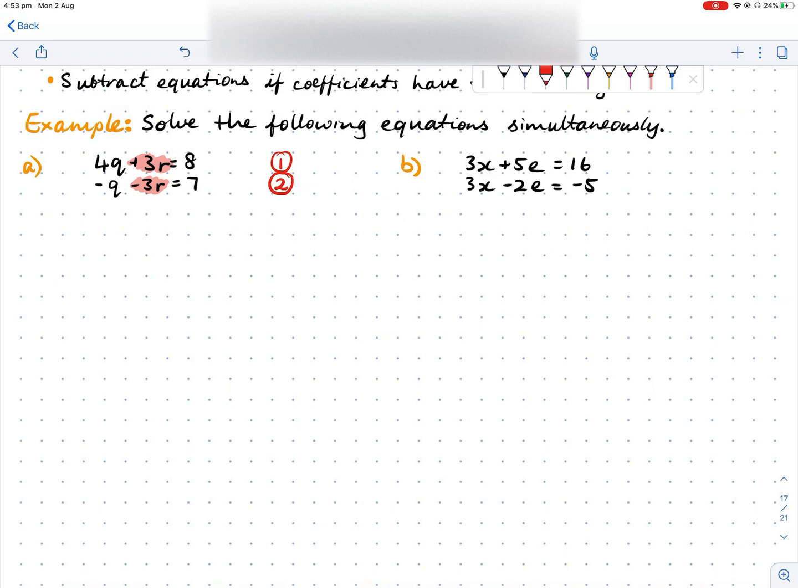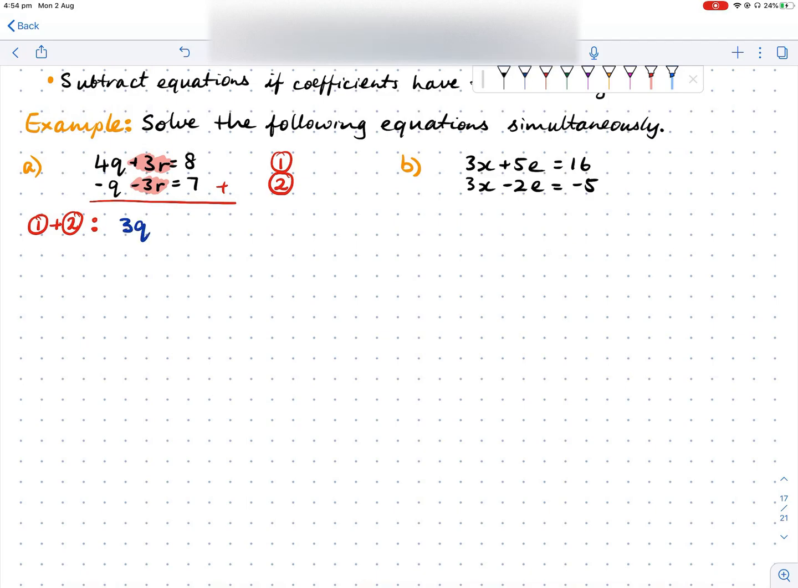Now, because the signs are opposite, what that tells me is if I add those two values together, if I have a 3R and I add a negative 3R to it, that's going to cancel them. So we're going to take equation 1 plus equation 2. So that's the steps that we're going to do. What you could do is rule it off and put a plus there so you remember what you're doing. And so what we're going to do is take the 4Q plus negative Q.